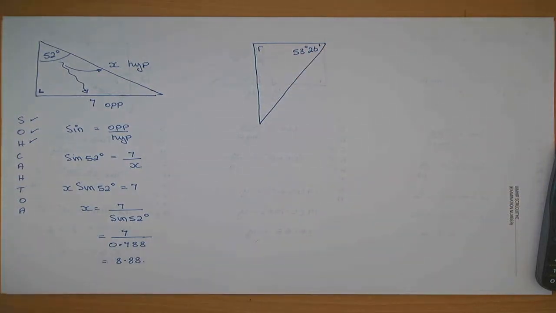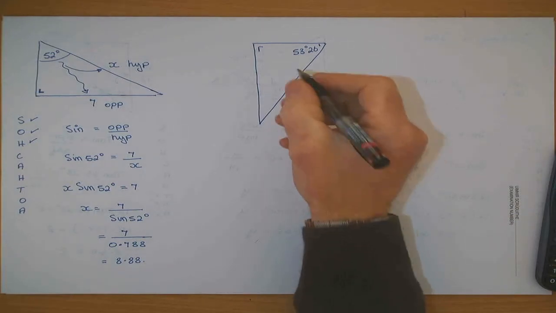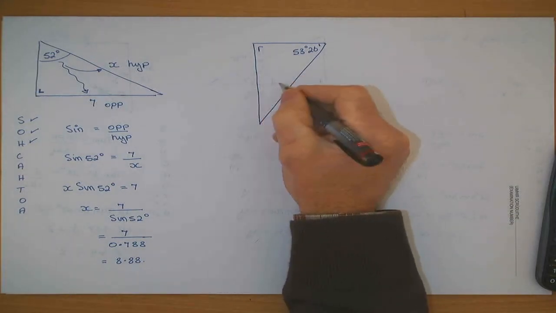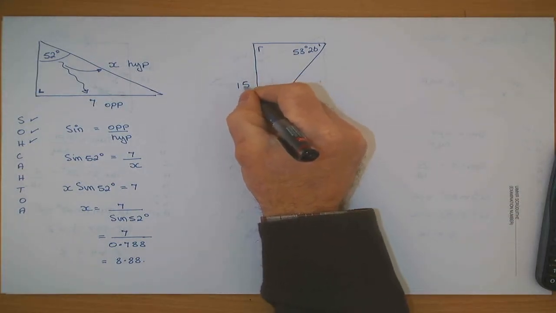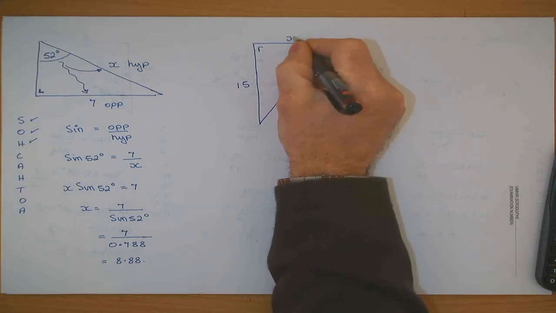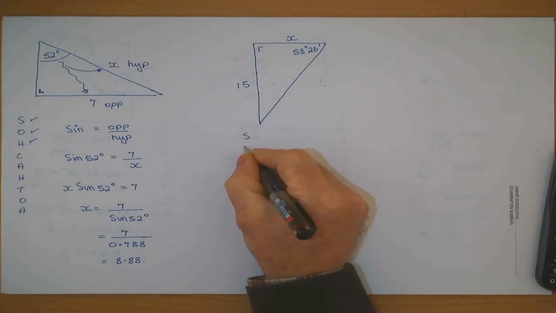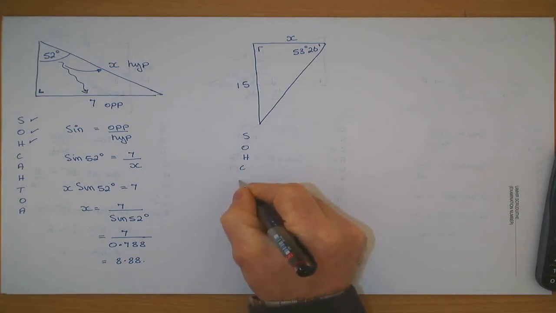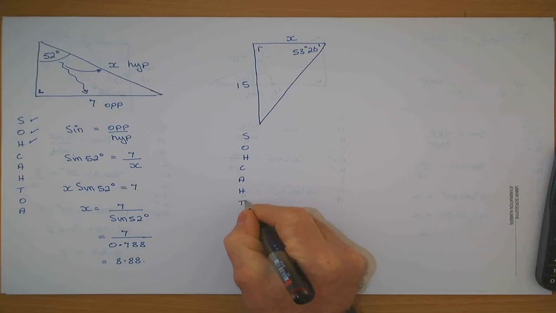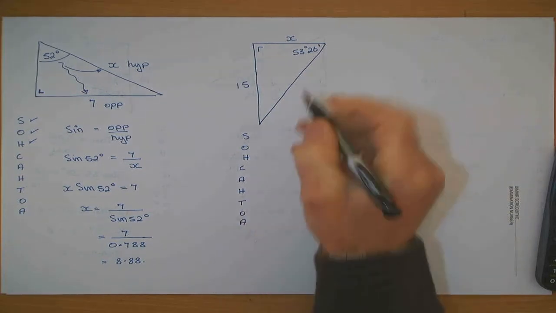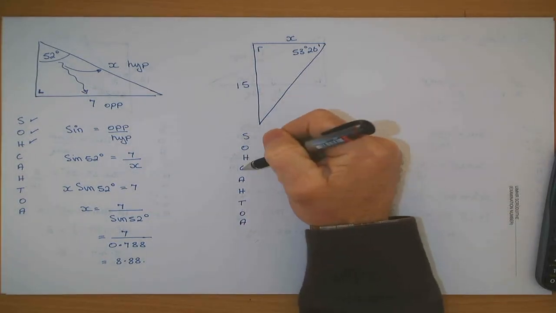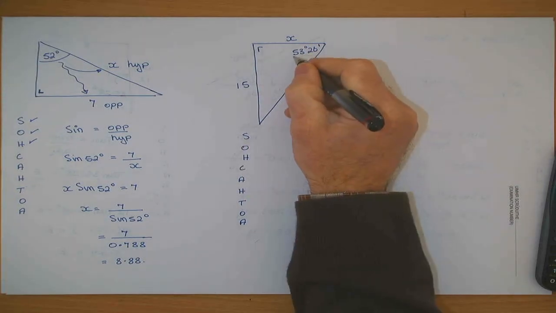53 degrees 26 minutes. Is that the same as 53.26 degrees? And as long as you understand that, that's important for me. 15 and x. Right. So how will I solve that? SOH CAH TOA. Anytime I use SOH CAH TOA, I must decide sine, cos or tan. To do that, I name the sides.